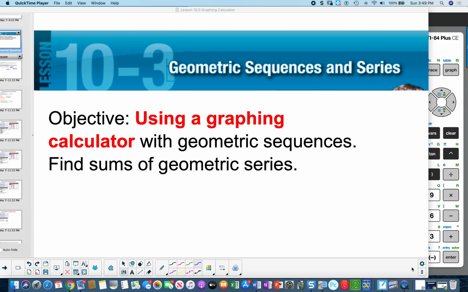Point 3, geometric sequences and series. Objective: using a calculator with geometric sequences, find sums of geometric series.